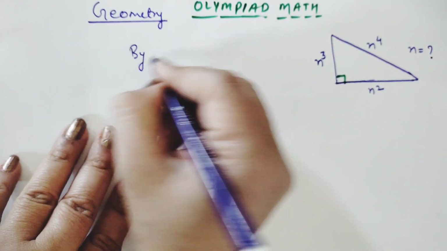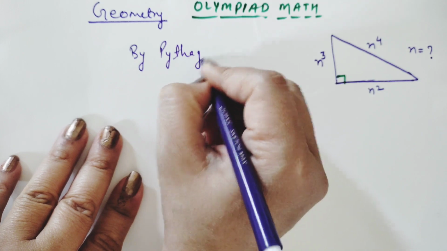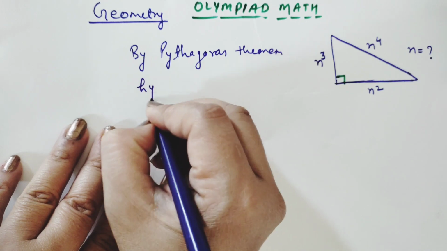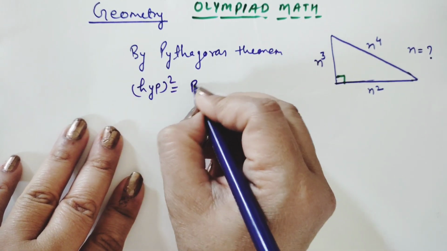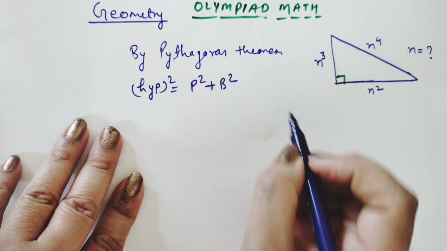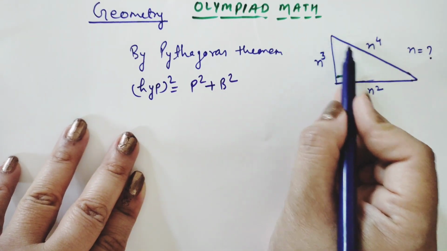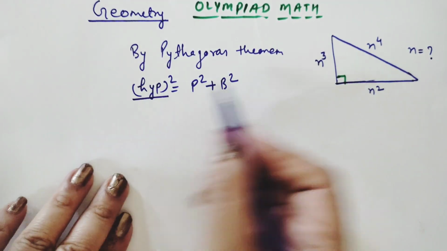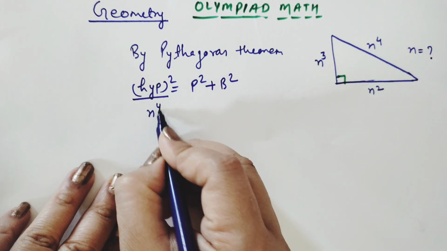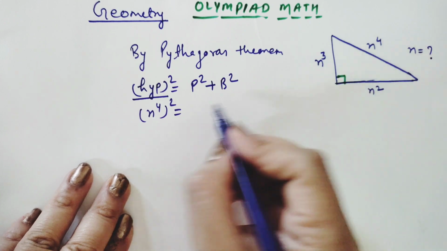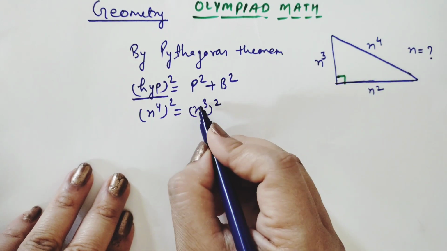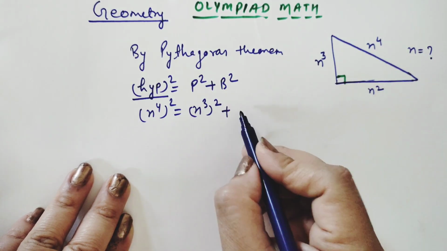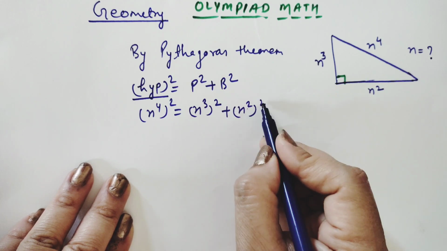So by the Pythagoras theorem, hypotenuse square equals perpendicular square plus base square. Hypotenuse square is (n⁴) whole square, and the perpendicular is n³, so here we square it, n³ whole square, and base is n², so (n²) whole square.